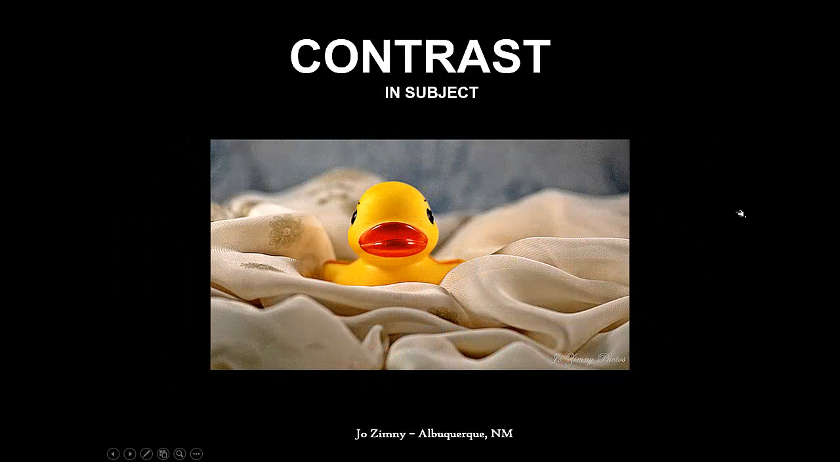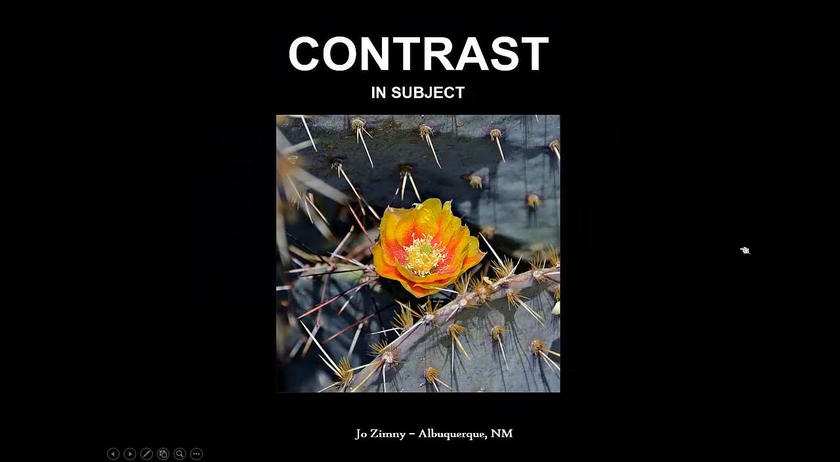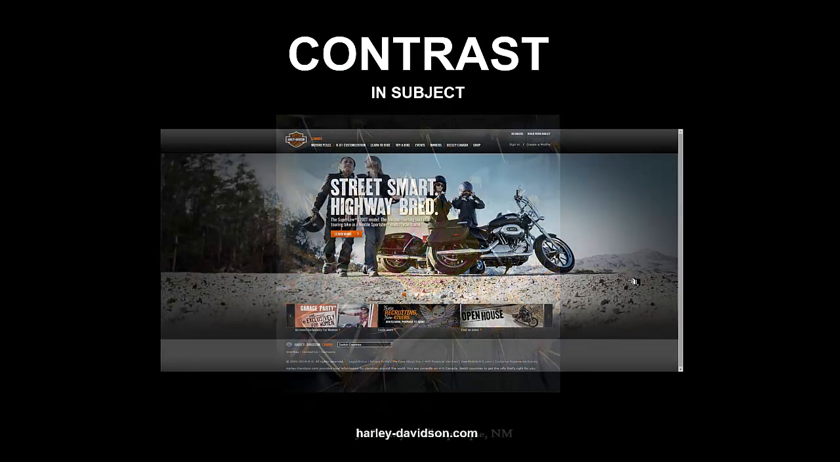And then we have contrast and subject. Well, the subjects here are quite different. I mean, where are your eyes drawn to? Likely the rubber duck, simple as that. Contrast and subject here, we have the same subject, which is a cactus, but we have a cactus flower coming out. And so your eyes are drawn to the flower versus the subject of the cactus here. There's not much to look at with a cactus, but the flower really stands out.